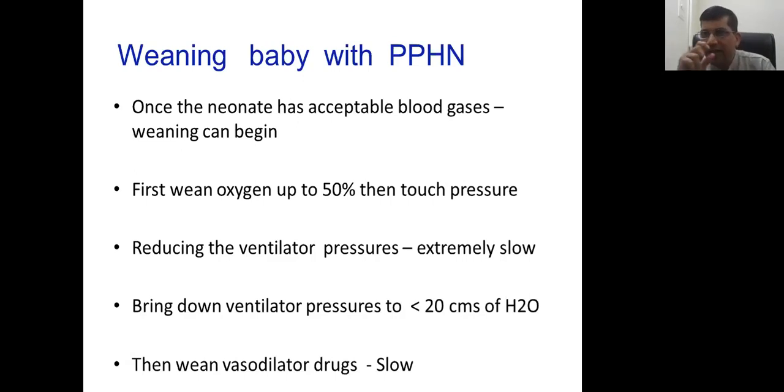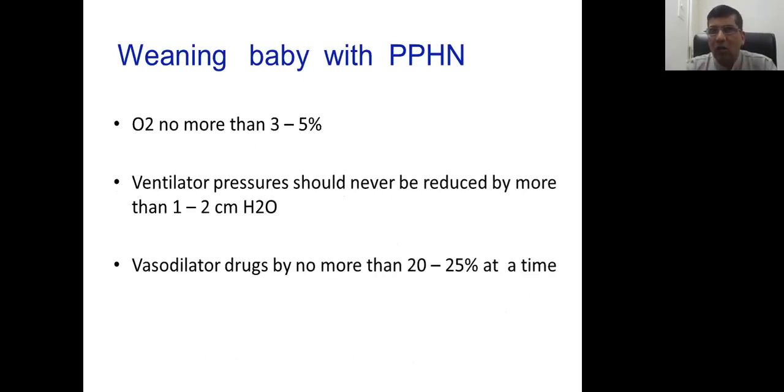Extremely slow weaning of the vasodilators. Oxygen is the one which you wean first, not more than 2 to 3%. Suppose babies are on 100%, come to 98%, 96%, 94% every 30 minutes once your saturation is above 95. Pressures, I told you 1 to 2, drugs by 20%. Suppose you are on 10 mics, then come to 8 mics, 6 mics, that's how we wean the drugs.